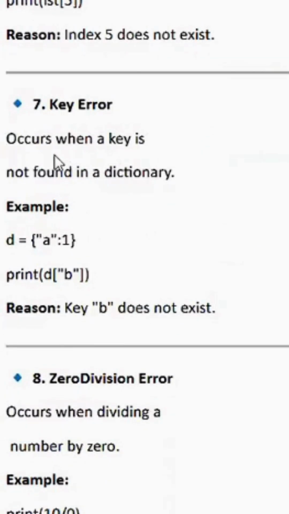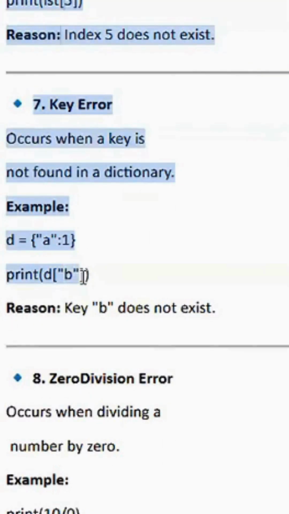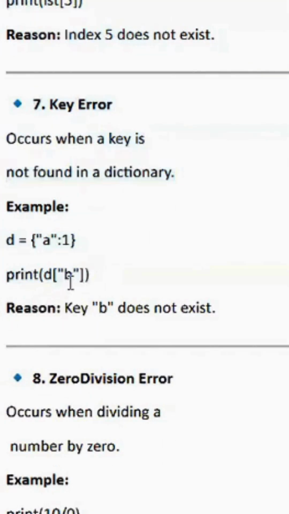Now key error. It occurs when a key is not found in a dictionary. Basically we know dictionary is nothing but a key value pair. Here it is a one element dictionary. I am having a key A and I have assigned a value there which is 1. But here, in the same dictionary I am trying to find a value for key B. But here the key B does not exist. So that's why we are getting this kind of error, which we call key error.